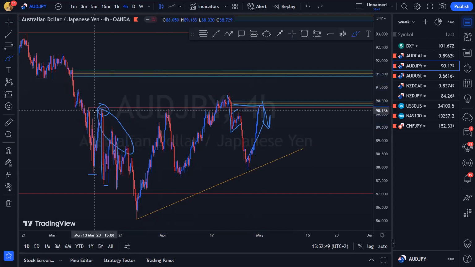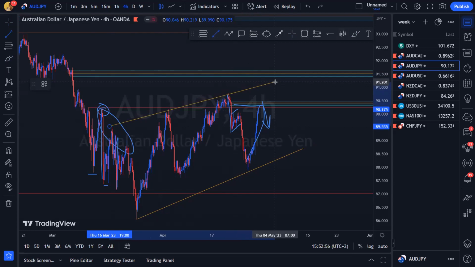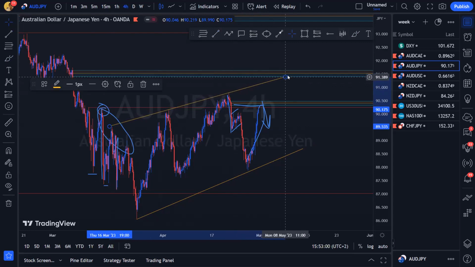What I want to do is just do what feels comfortable for me. And using this resistance over here just feels comfortable because it aligns with most of the touches. It looks right.